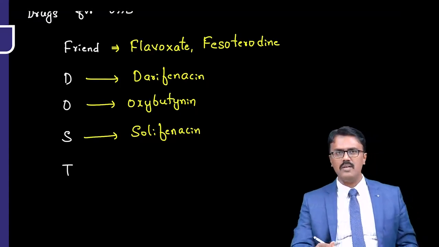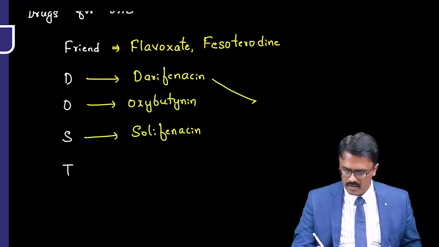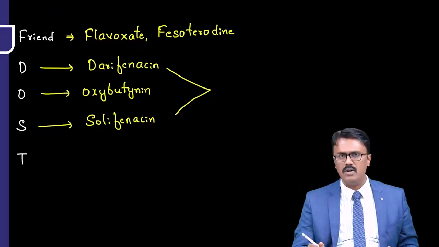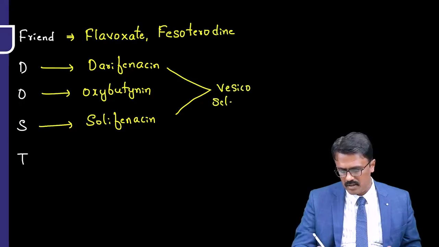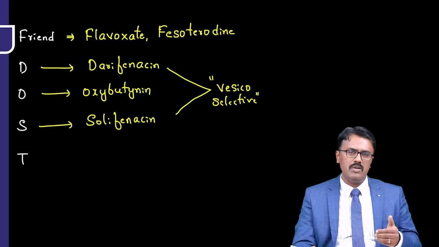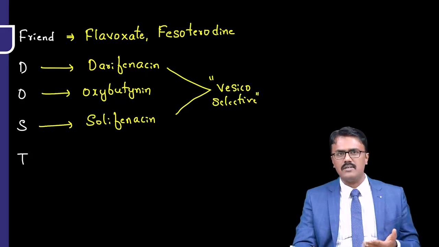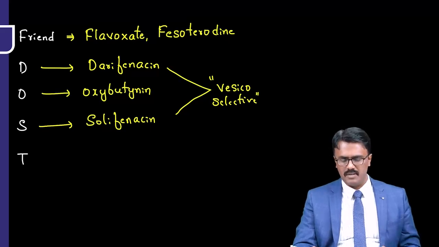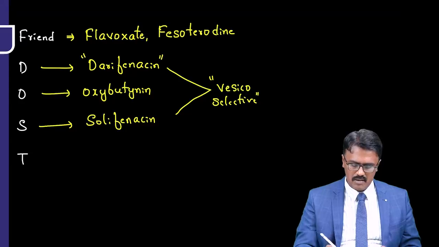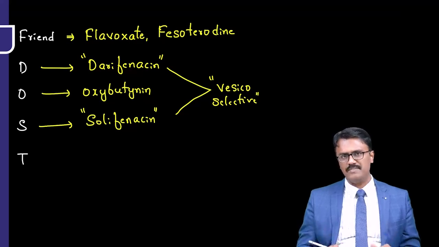Now, when we use an anticholinergic drug, they can also block other receptors, like M2 and M1. The selective drugs for the bladder are darifenacin and solifenacin. They are also called vesicoselective drugs, so they are more specific to the bladder, and when they are more specific to the bladder, the adverse effects are obviously less. What are the adverse effects of these drugs? Obviously the anticholinergic adverse effects like dry mouth and blurring of vision are very common, but they are very less with these vesicoselective drugs whose names end with -fenacin, dari and soli.